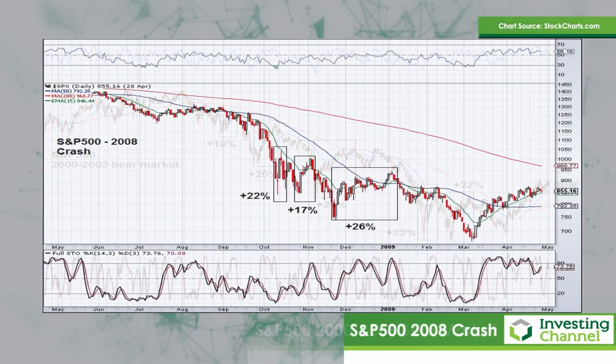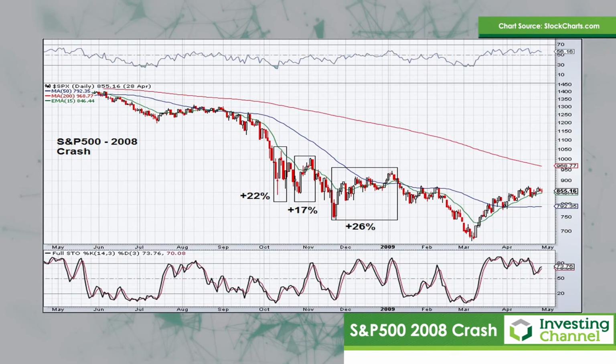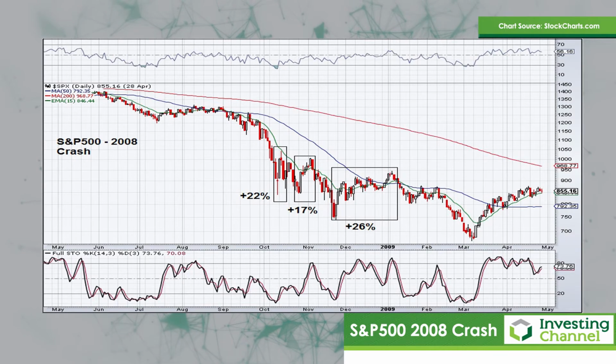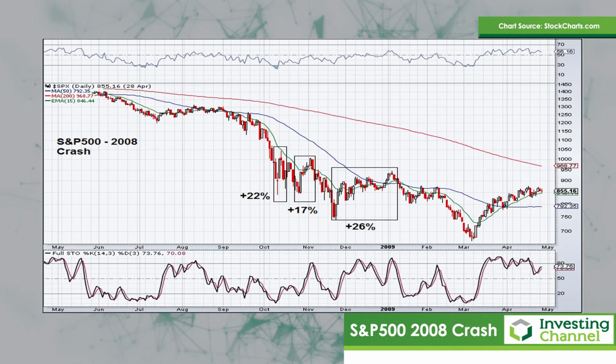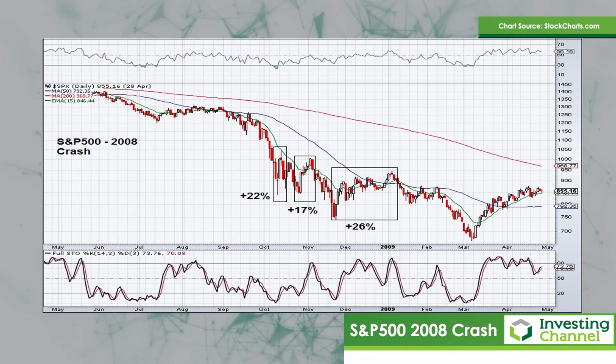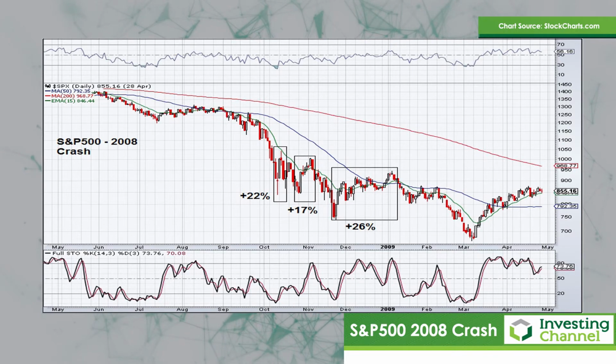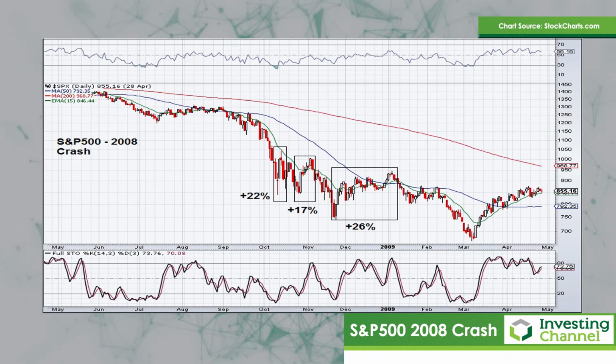Now, the next chart takes a look at the S&P 500 in 2008 and the crash that happened around the financial crisis then. And once again, you can see the market fell very hard, but there were a couple of very, very powerful bear market rallies that we saw there. One was 22%, one was 17%, and one was 26%. And these all happened over a relatively short space of time. So very similar to what we've just seen now on the S&P 500.